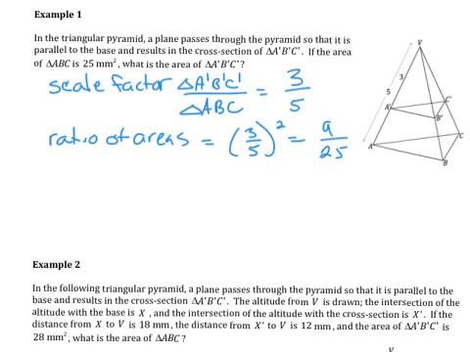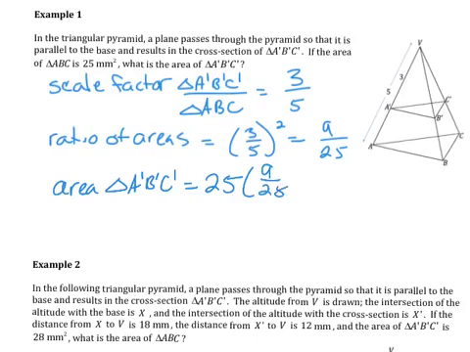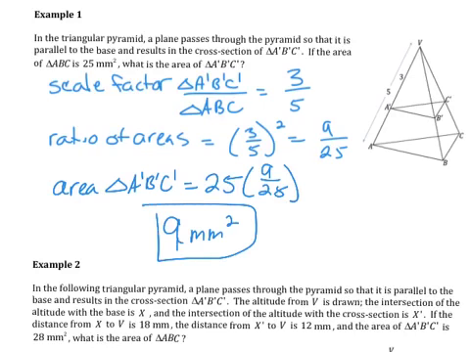So the area of triangle A prime, B prime, C prime is going to be equal to the area of triangle ABC, which is 25, multiplied by 9 over 25. So this area ends up being 9 square millimeters. It's an easy way to find areas in a problem when you have corresponding distances and you know the area of the base.